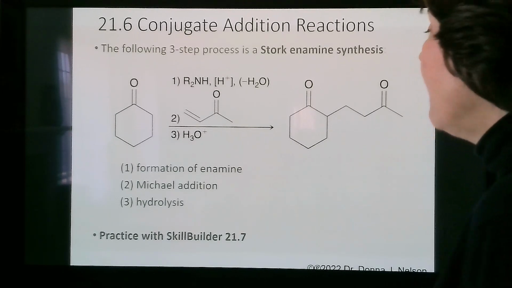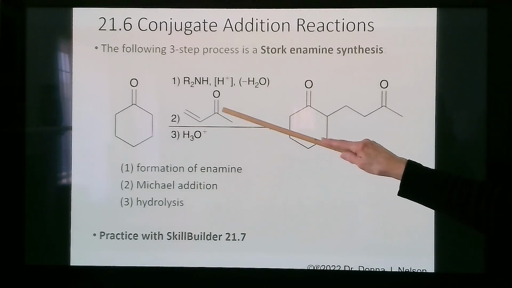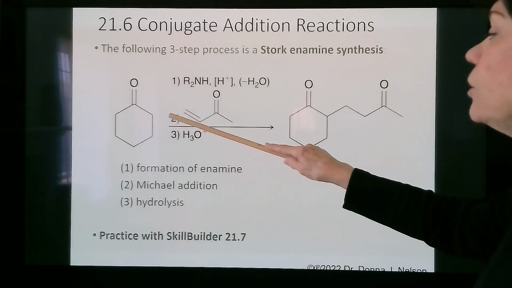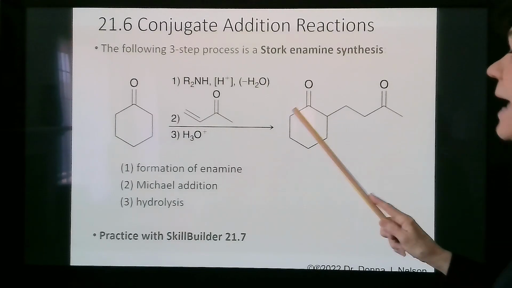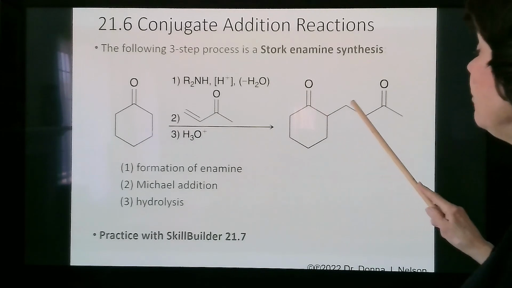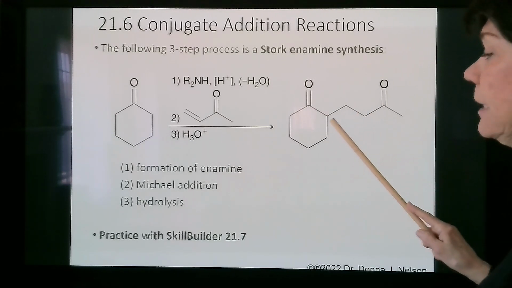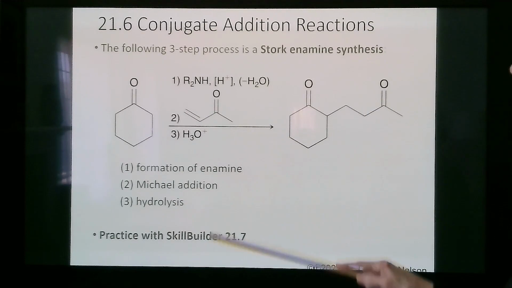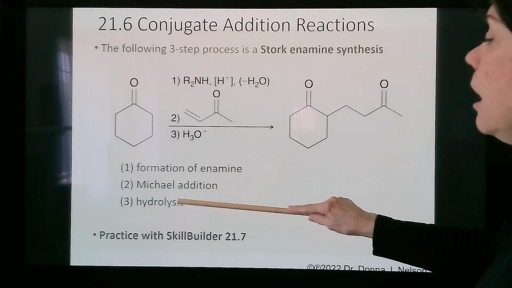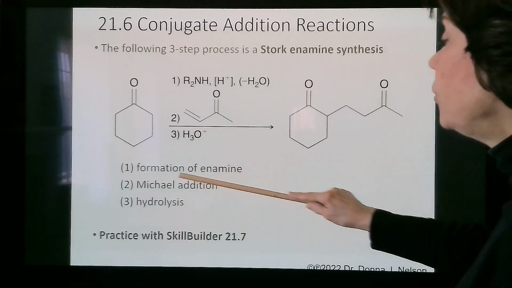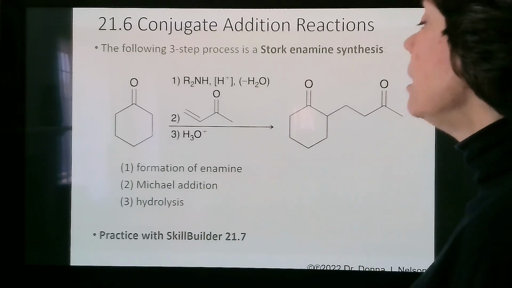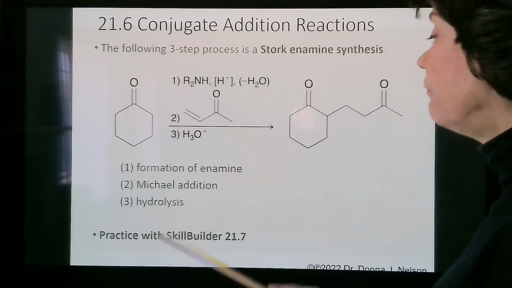So now we have the 3-step synthesis here. It has this additional step converting it to the enamine, which gives the product as if this carbonyl had done the 1,4 addition itself. So we had to go through formation of the enamine, then the Michael addition, the 1,4 addition, and then hydrolysis. So these two steps had to be added, the formation of the enamine and then the hydrolysis to regenerate the carbonyl from the enamine.